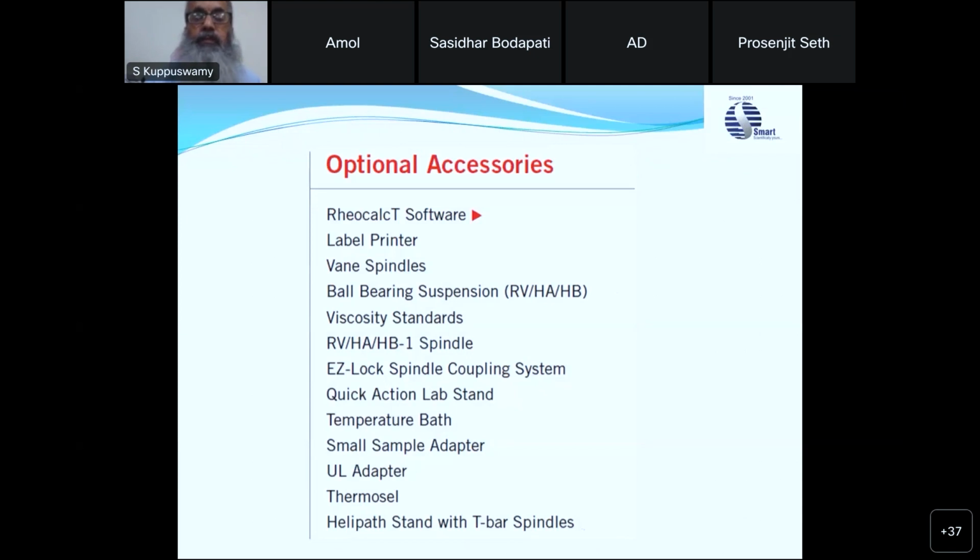Then some of the accessories which are required, like PC software, which is RheoCalc software, a printer, then vane spindles, then a viscometer with ball bearing suspension, then viscosity standards for calibration, then a quick action lab stand, then a temperature bath, UL adapter, small sample adapter, a thermocell, or a Helipath stand with T-bar spindles.